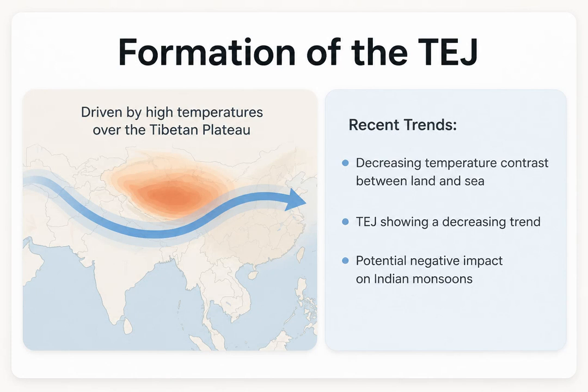While the exact mechanics of the TEJ are still being studied, it is widely believed to be powered by the uniquely high temperatures over the elevated Tibetan Plateau during summer. Interestingly, in recent years, the temperature contrast between the Indian subcontinent and the surrounding ocean has decreased. Consequently, the TEJ has shown a weakening trend, which is a concerning sign for the vitality of the Indian monsoons.